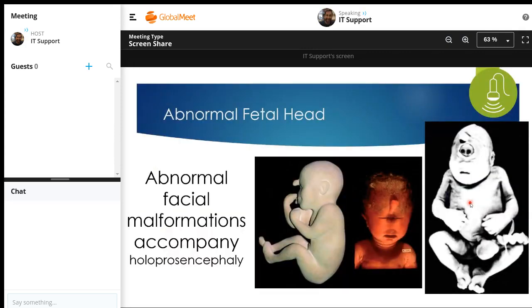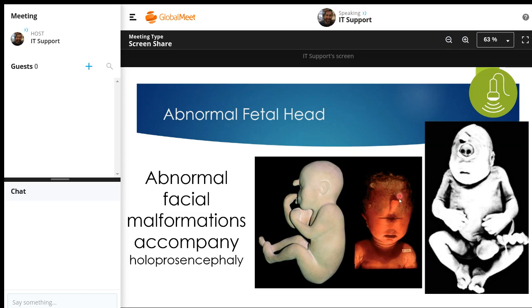So abnormal facial malformations accompany holoprosencephaly. The failure of the sagittal division of the prosencephalon will create abnormal facial structures. These are usually seen with semilobar and alobar holoprosencephaly, so towards the worst end. They're rarely seen in the lobar form.